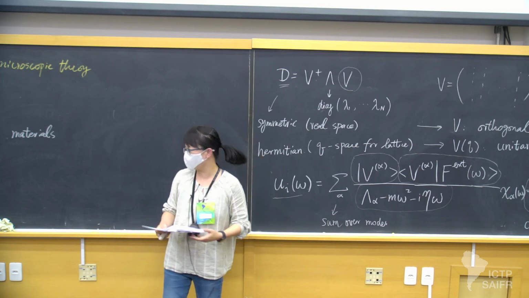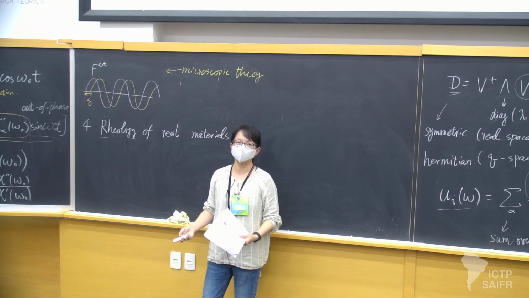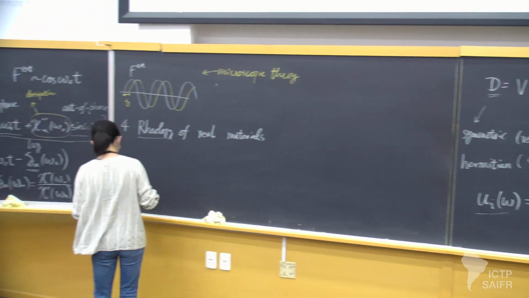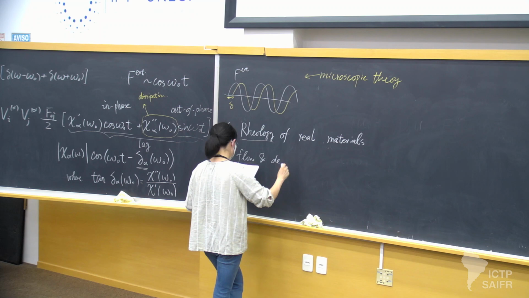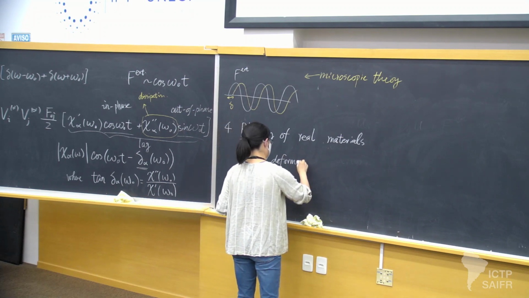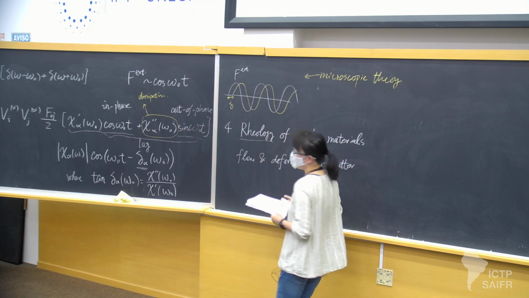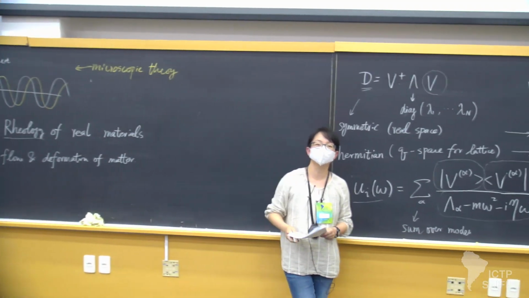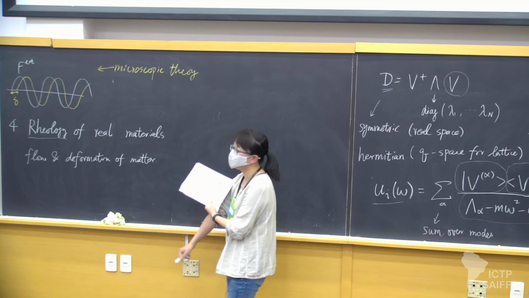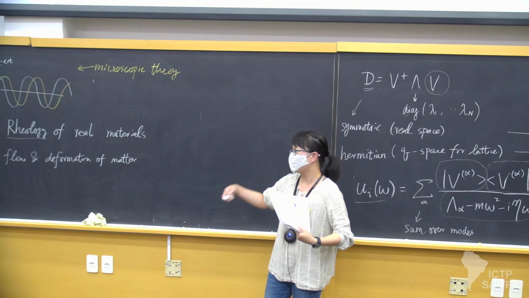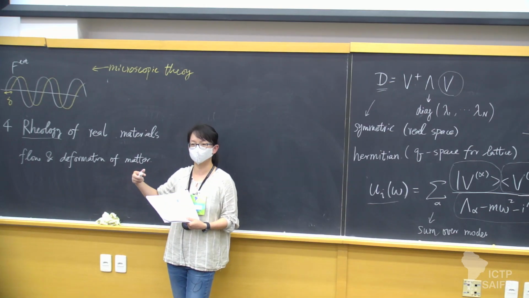For those of you not familiar with it, rheology is basically a branch of soft matter experimental methods that has to do with flow and deformation of matter. It's basically how materials flow or deform under external drive. And there are many different types of rheometers. Rheometers are basically a device that help you study rheology.